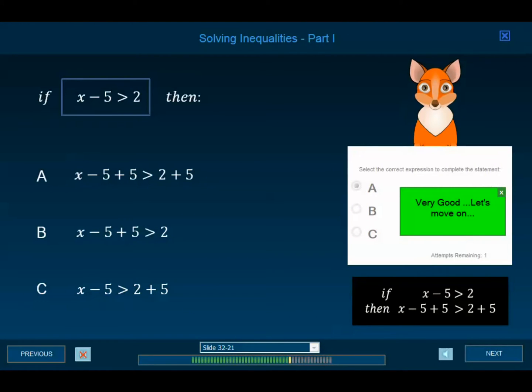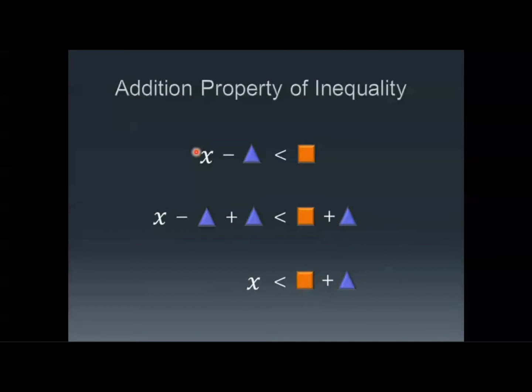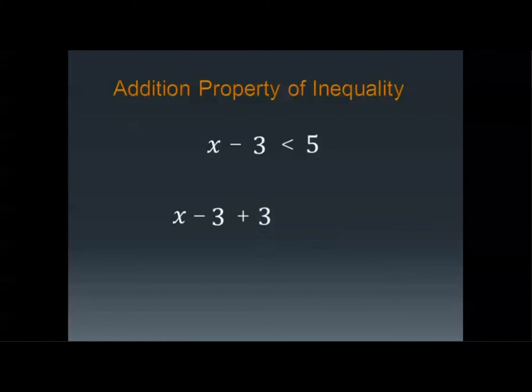Correct. If x minus 5 is greater than 2, then A is the next step in the solution process. We have used our rules to change a more complex inequality into an inequality that talks about x all alone. We add 3 to that side, and our addition property of inequality says that we must add 3 to the other side as well in order to still have a true inequality statement.